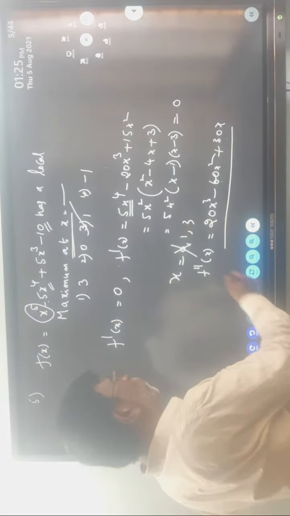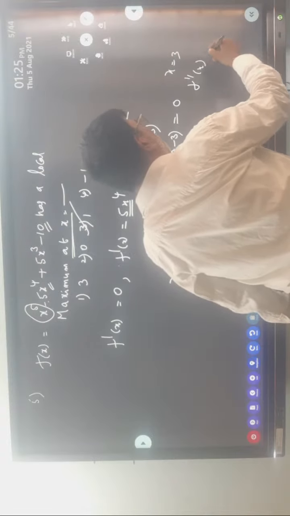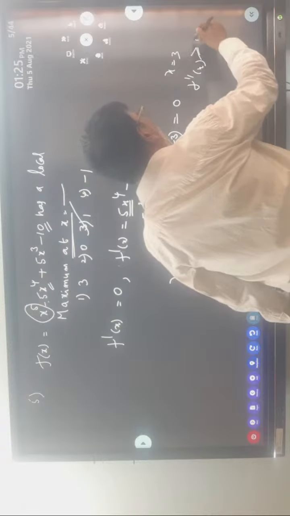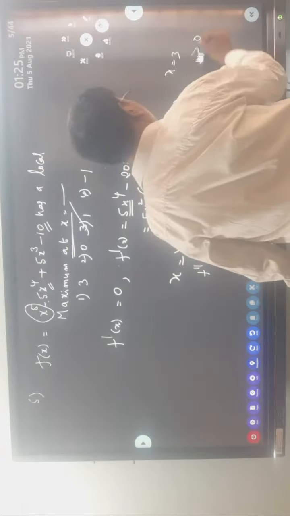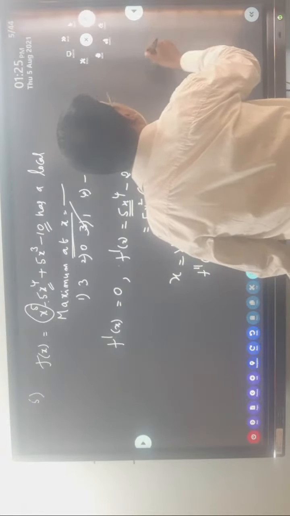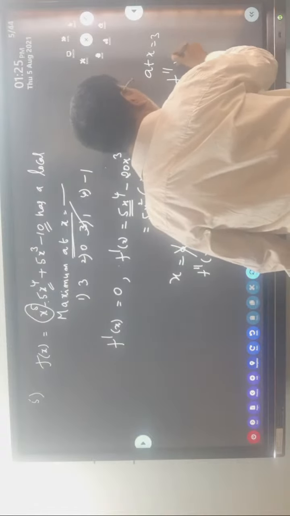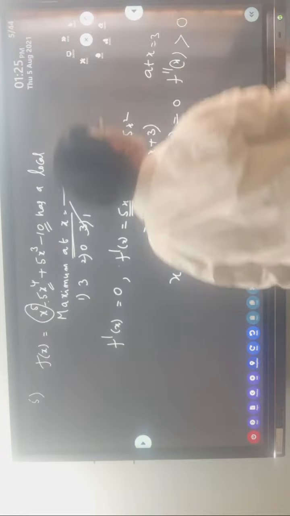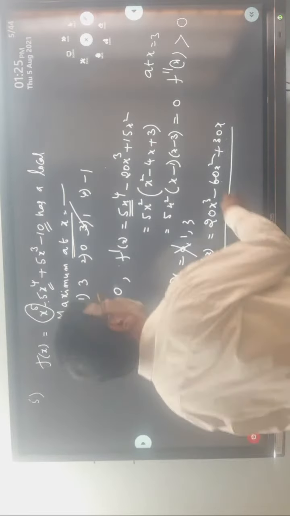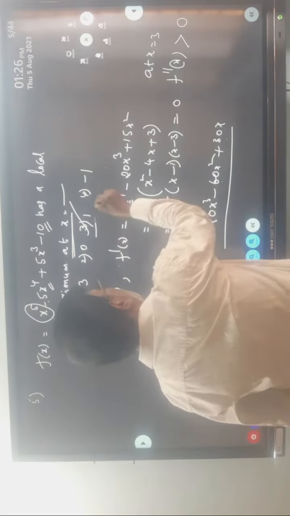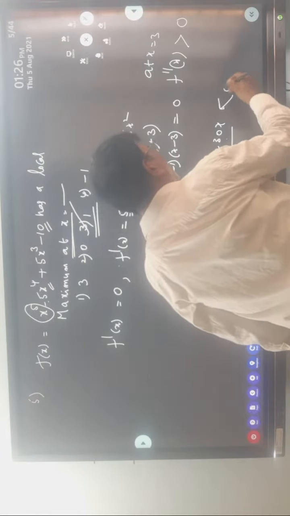If you substitute x equal to 3, f double dash x should be greater than 0, so it has a local minimum. Understood clearly? We are not worrying about that. Only local maxima is asked, where f double dash x is less than 0. So that is the value.